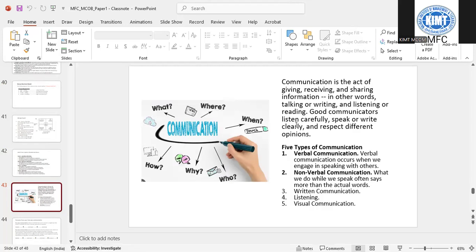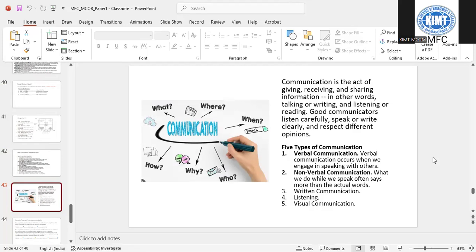Good communicators listen carefully, speak or write clearly, and respect different opinions. People who are good communicators give space to others. They listen to everything, the summary, the gist, line by line. They talk clearly. So you'll understand what are the main aspects of communication, why this is important, and what things you need to improve your communication skill.